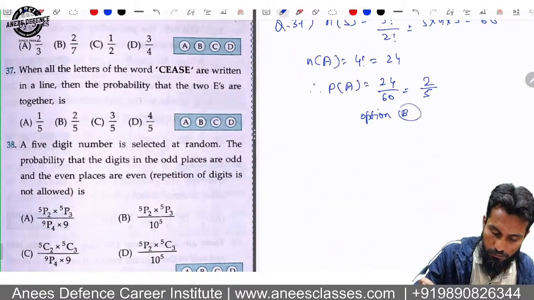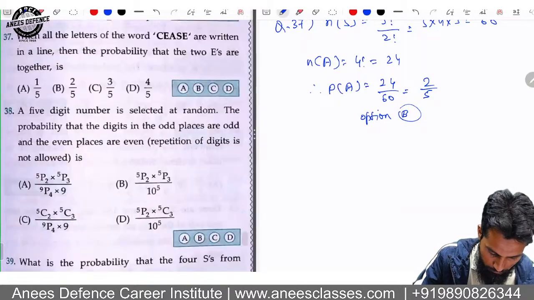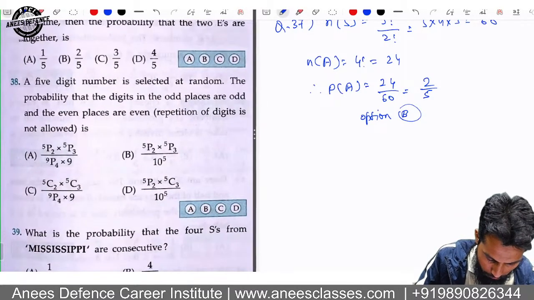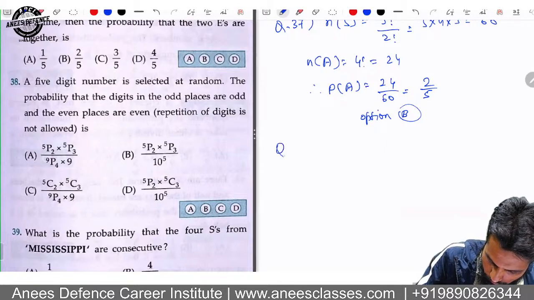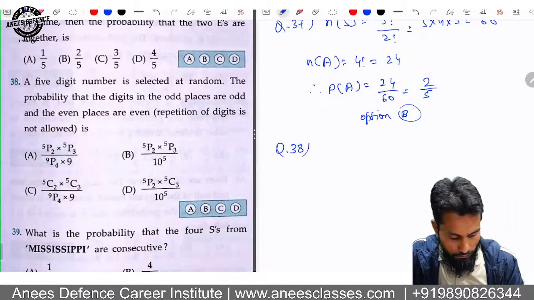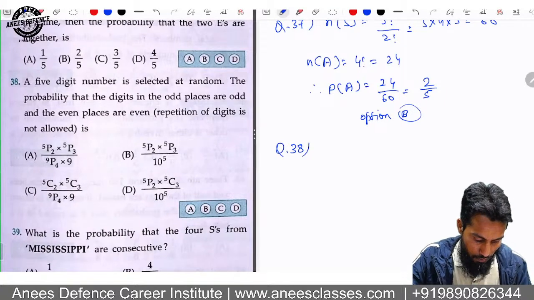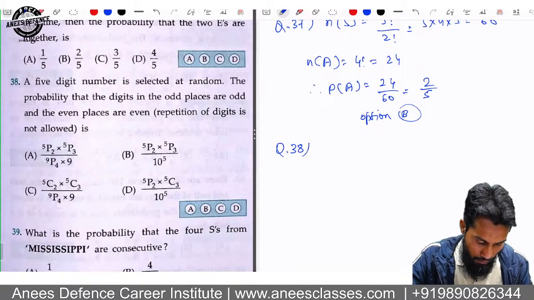Option B. Now 38. Oh, this kind of question we also just solved earlier. 38: a 5-digit number is selected at random. The probability that the digits in the odd places are odd and the even places are even.